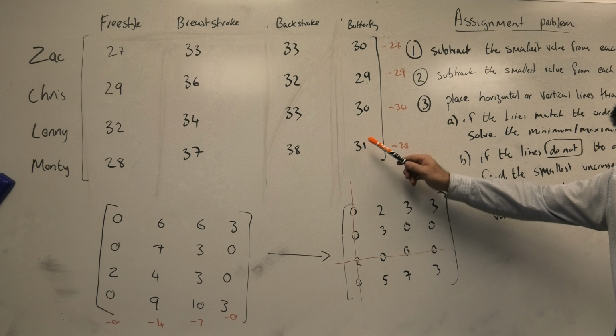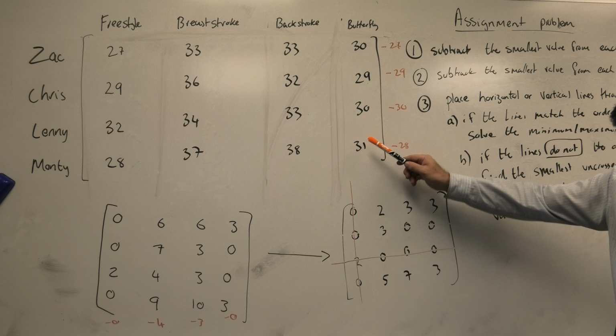If the lines do not match the order, then I have to take an extra step. And the extra step here is to find the smallest uncrossed value and remove that away from all the other uncrossed values and add it to double cross values. So let's do this here now.